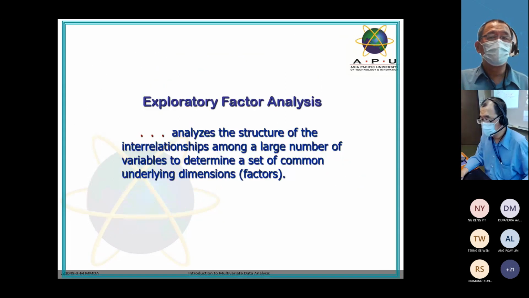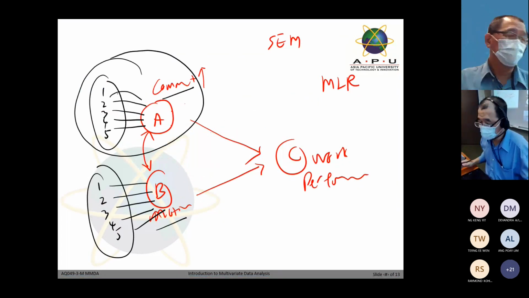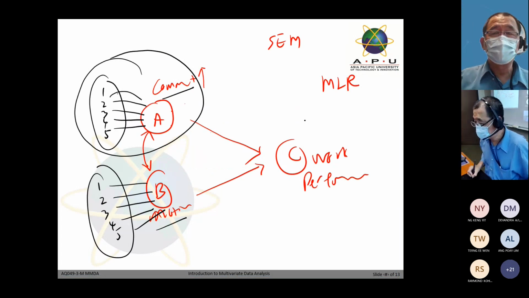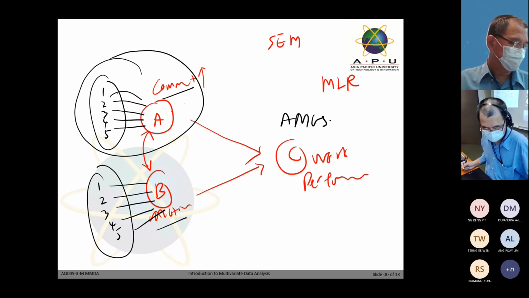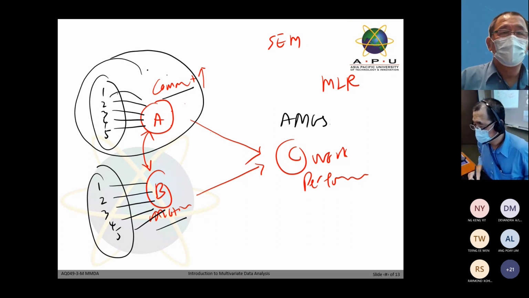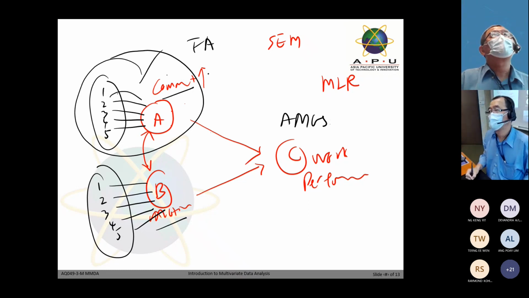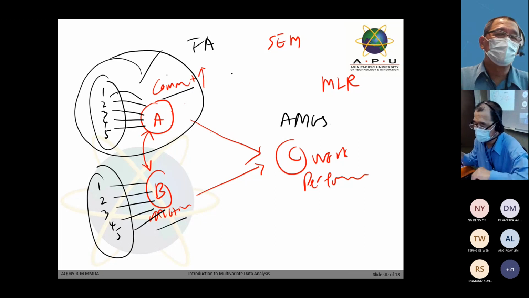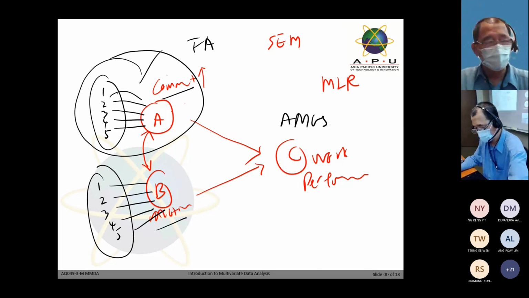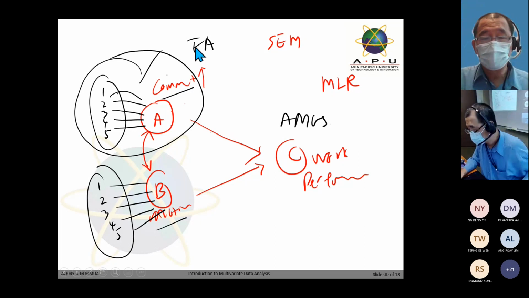Of course, we see more detail later in the final chapter. This one we should use AMOS. And then here also link to the factor analysis. That's why we will do factor analysis, then do the structural equation modeling.